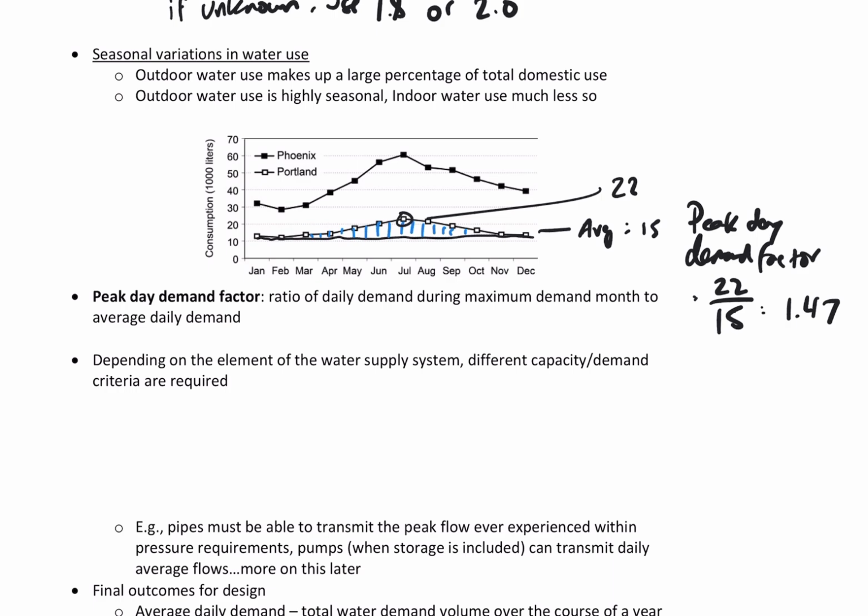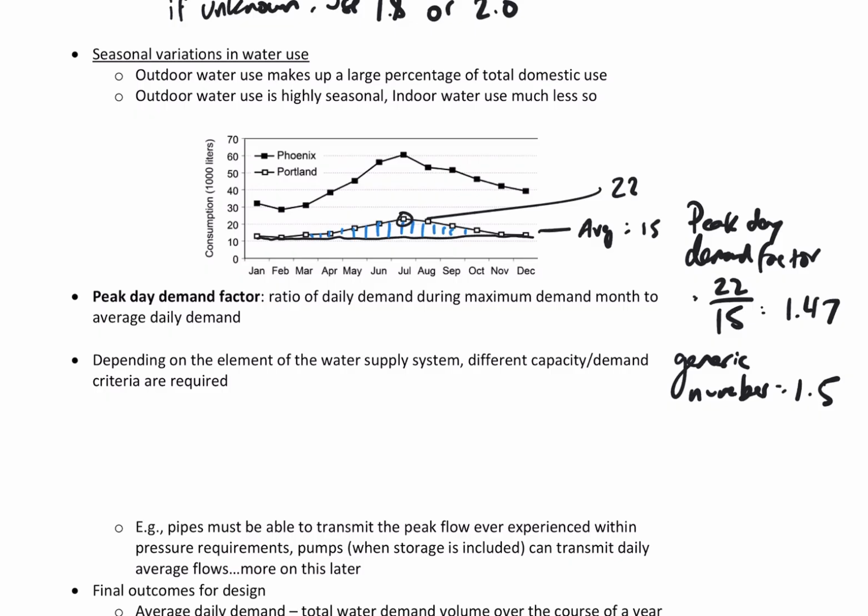And if we don't know what this is, here we have some actual data to derive this from. But again, if we don't know what that is, a general generic number might be 1.5. And that's kind of the default to use if we don't have any other good data. So that's going to be the peak day demand factor.